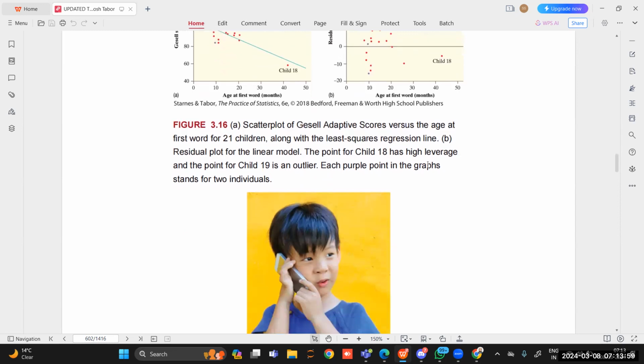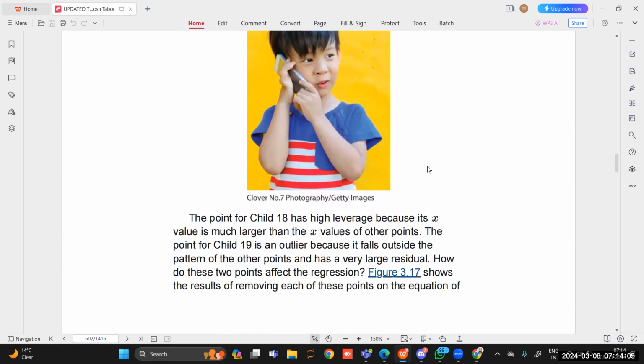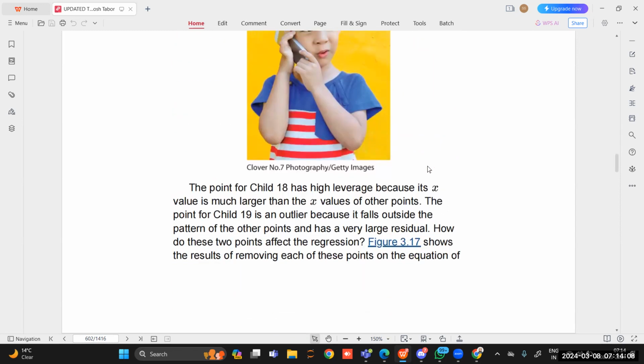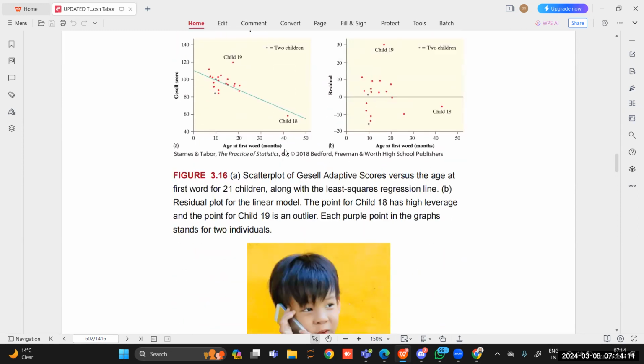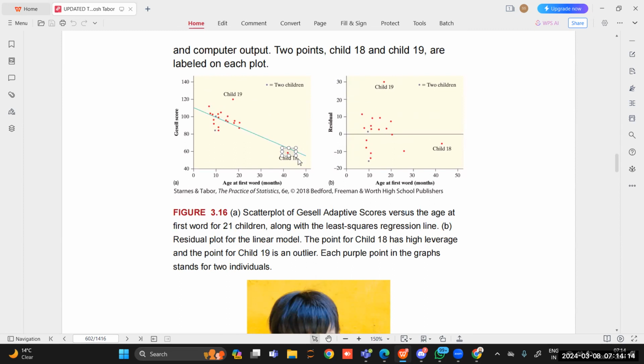Scatter plot of the Gesell Adaptive score versus the age at first word of 21 children, along with the least squares regression line. What we are seeing is that the point of child 18 has high leverage, because see the point of child 18 here, this one. So it is a high leverage point. Whether it is an influential point or an outlier, I think its residual is not very high, but it is changing the line. It's not quite an outlier, it will be an influential point. It's an outlier or a high leverage point. I thought it's either too small or too high.